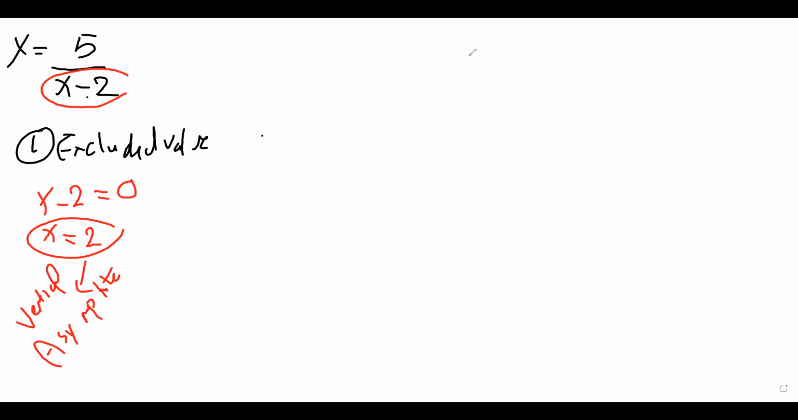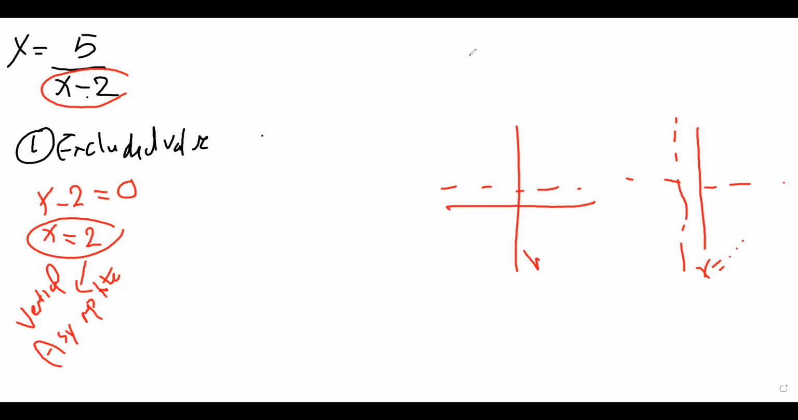Now, remember, this is the vertical and this is the horizontal. So the vertical is cutting the x-axis, so I will say when x equals something. And the horizontal asymptotes cut the y-axis. So for the horizontal, I will say for y equal something. The vertical when x equals something, and the horizontal when y equals something.